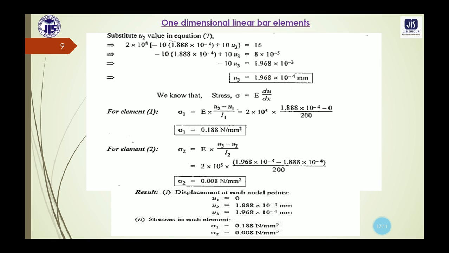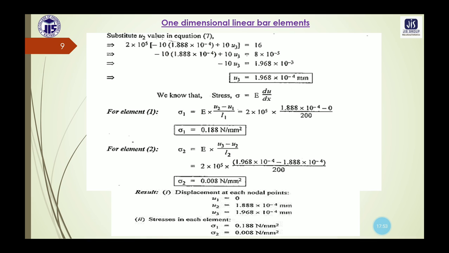Next we need to calculate the value of the stresses for the two different elements. Now the formula for stress is sigma equals E into du dx. So for element 1 we can write the equation as sigma 1 equals E into u2 minus u1 divided by L1. The value of the Young's modulus, the displacements and the length are all known to us, so we can put all these values, and finally we will be able to calculate the value of the stress for element 1. We are getting this as 0.188 Newton per millimeter square.